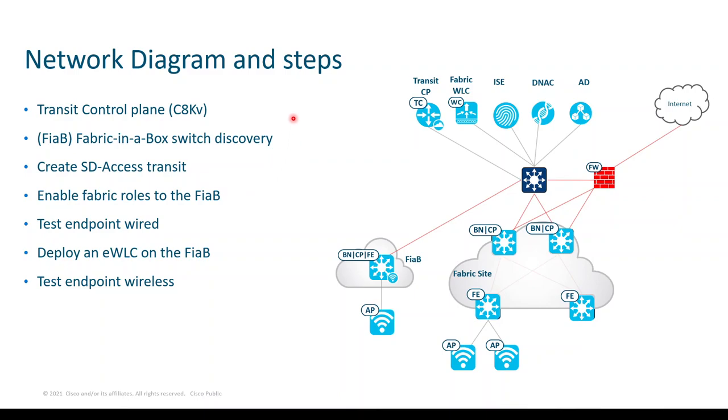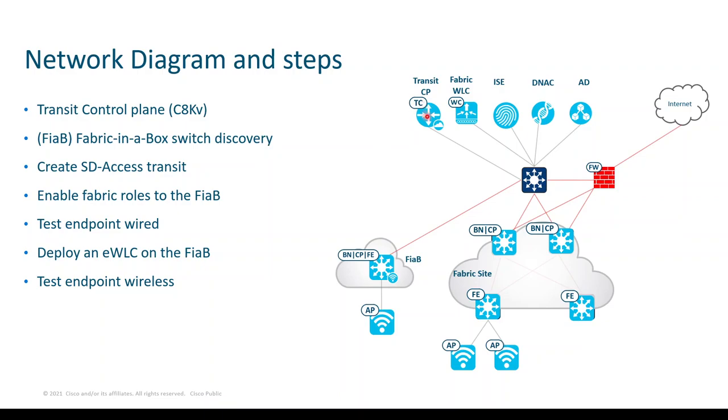Okay, so this is the network diagram and the steps that we're going to follow. The first thing is the transit control plane for SD-Access transit. In this case, I'm using a C8KV, or a Catalyst 8000V, deployed in the same compute server that is hosting the rest of these services. It's directly connected to the fusion device acting as a shared services block.